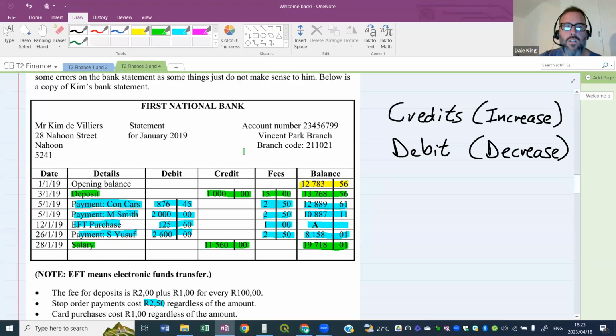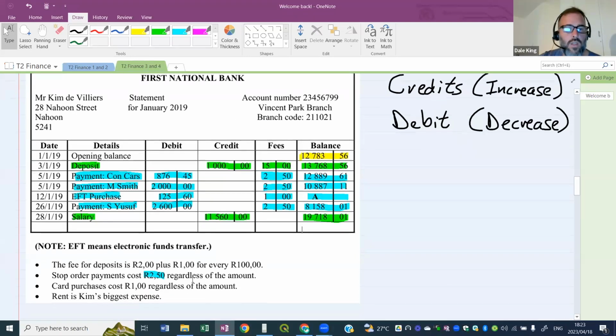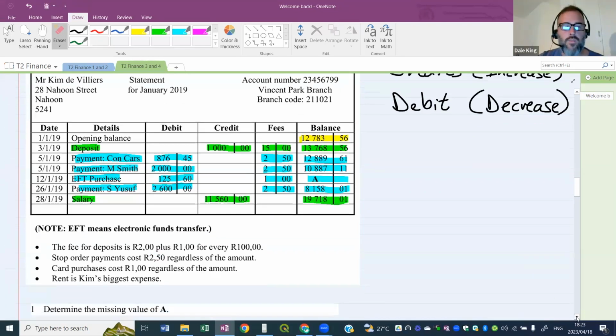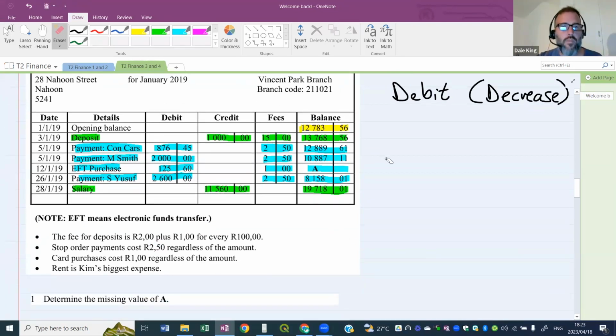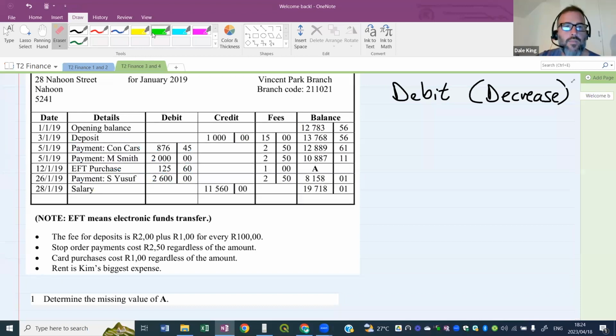So we've got the transactions, and we have the details and explanation of the fees. And now let's have a look at the question. And when you do these questions, it will make a lot more sense. So let's have a look at the first one. The first one, like Paul has already done, says determine the missing value of A. This is where you guys step in. I want you all to try this one. Have a look. What's happening in this line?